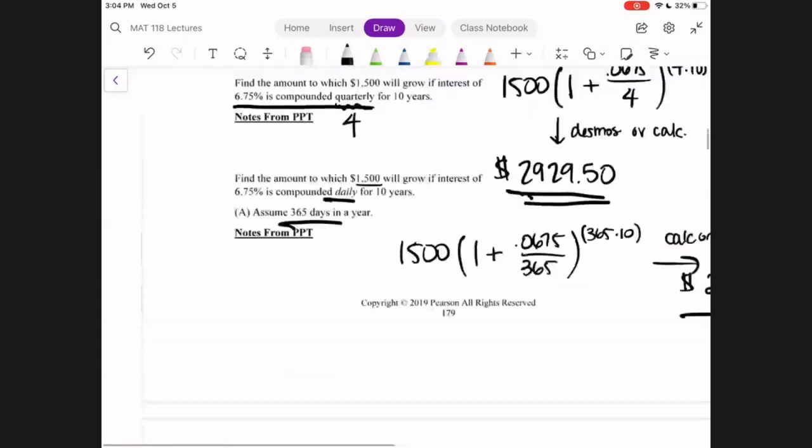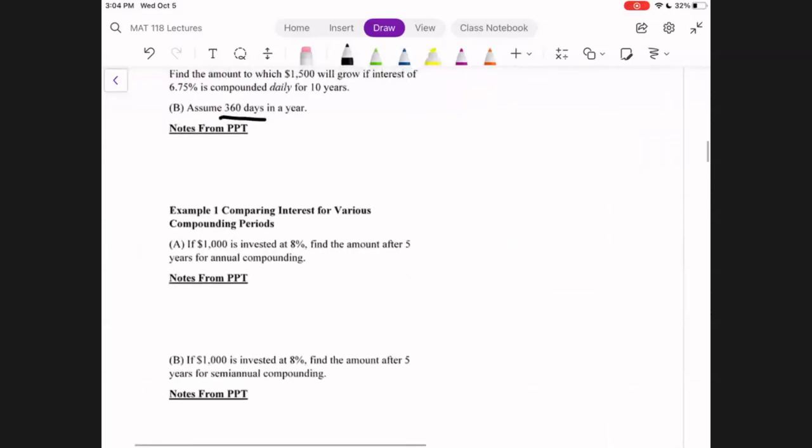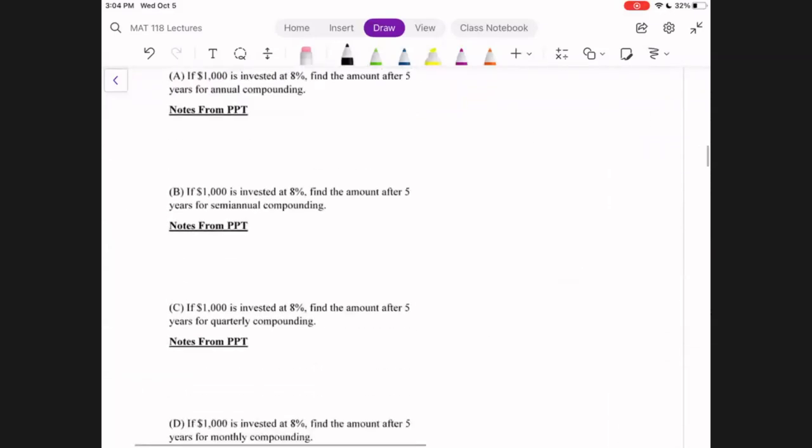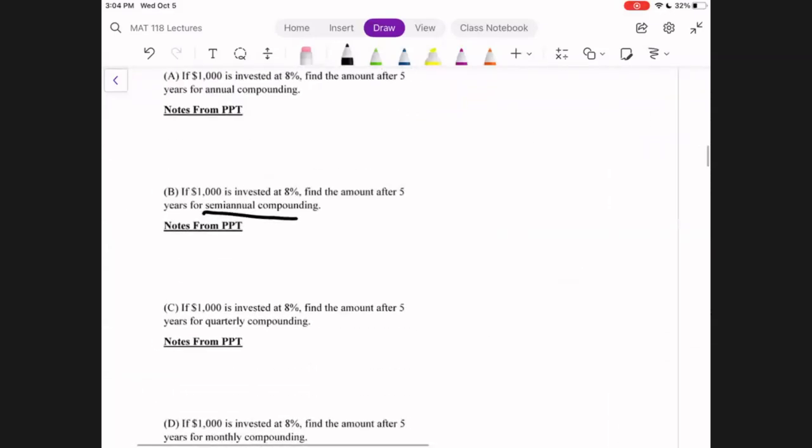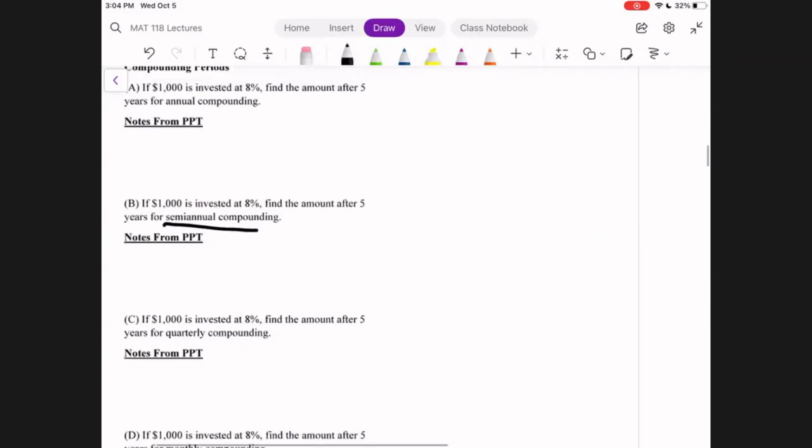I think I'll do the one where we have to compound semi-annually, just so we're on the same page. So for this problem, you have $1,000 that's invested. So that's your P. You have your nominal rate, 8%.